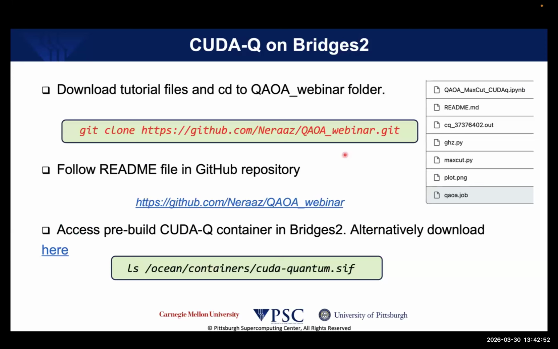So let me start. I have prepared this GitHub repo. In this path, you can easily download it using the git clone method. And there are a bunch of files, as you can see. There's a maxcut.py Python version, and there is also a Jupyter Notebook version of it here. And on Bridges-2, if you go to this path, you can find this container. If you want to use it elsewhere, you can alternatively download CUDA-Q from this link here.